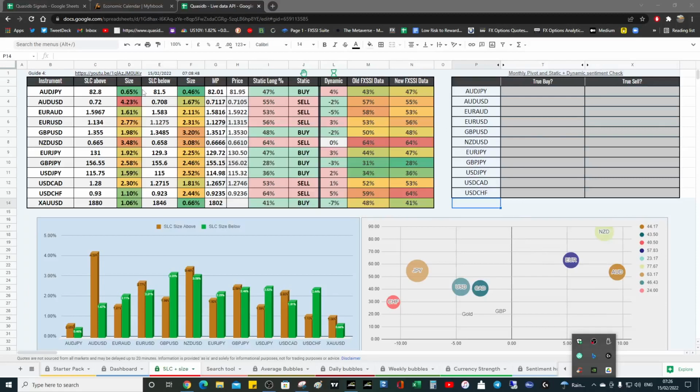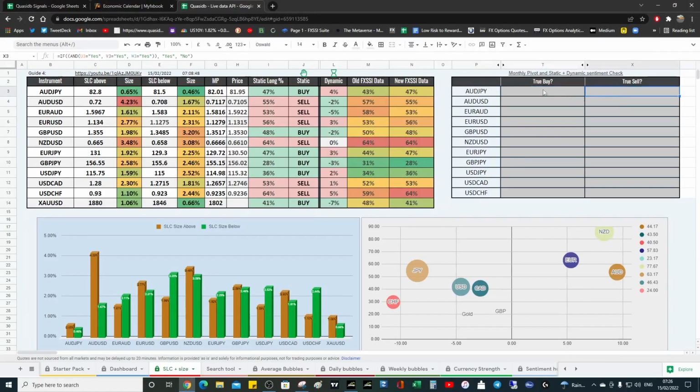Have something of interest actually. I just realised I didn't tell you guys, but we haven't got any true buys on any pairs. This is calculated on a metric where it examines whether we're above or below monthly pivot, and it has to agree with the static, whether we're a buy or a sell, and it needs to agree with the dynamic. Is it more of a buy or more of a sell over time? So nothing is above monthly pivot and a buy, nothing is below monthly pivot and a sell. Right, so that's the quasi-DB metric where we want to try and get technicals and sentiment to align.